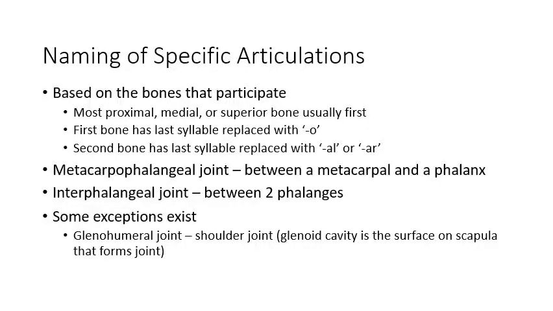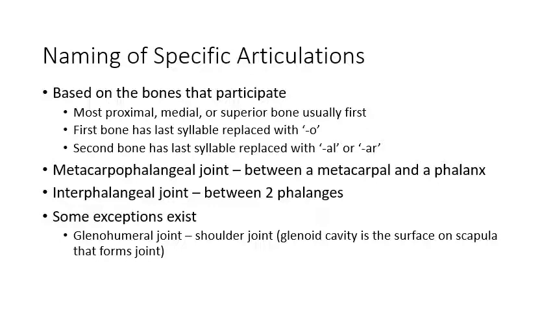So we're not going to go into specific joints very much in this chapter, but we will go over the naming conventions for joints in general. So if you come across the name of a specific joint, you will be able to know where that joint is at in the body and what it's connecting. So the standard convention for naming joints is basically just to state the name of the first bone that participates in the joint, followed by the name of the second bone that participates in the joint.